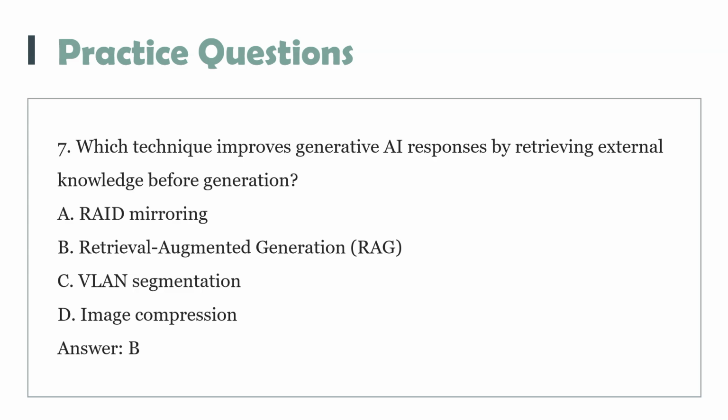7. Which technique improves generative AI responses by retrieving external knowledge before generation? A. RAID mirroring. B. Retrieval-Augmented Generation, RAG. C. VLAN segmentation. D. Image compression. Answer: B.